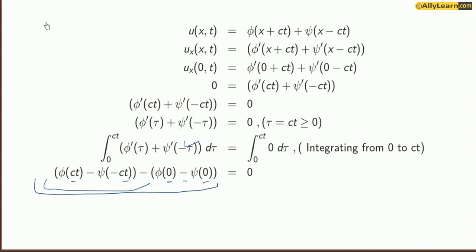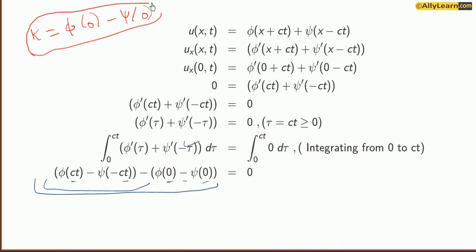Now friends, in our previous pages we had obtained a condition that was k equals phi of 0 minus psi of 0. This condition we obtained when we were exploiting the condition of initial velocity. There we obtained this relation. Now we'll be using this relation over here. We'll be denoting this phi of 0 minus psi of 0 by k.